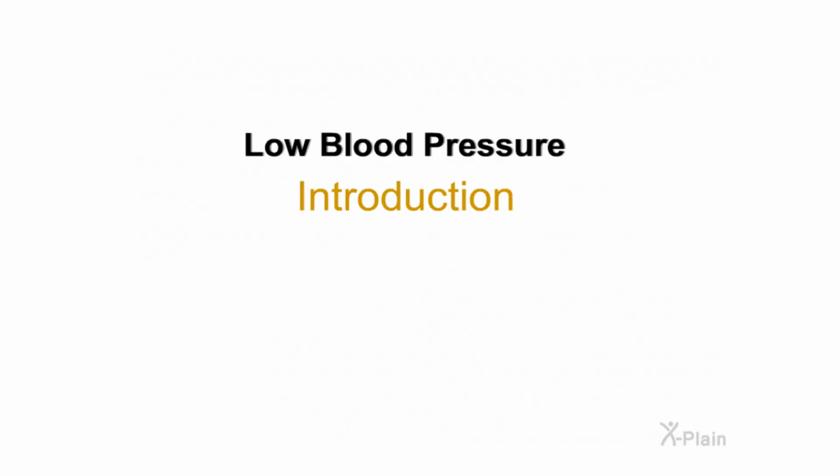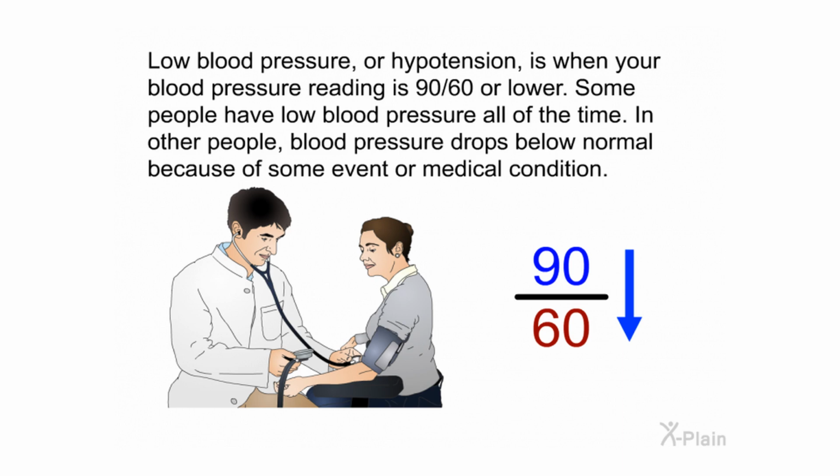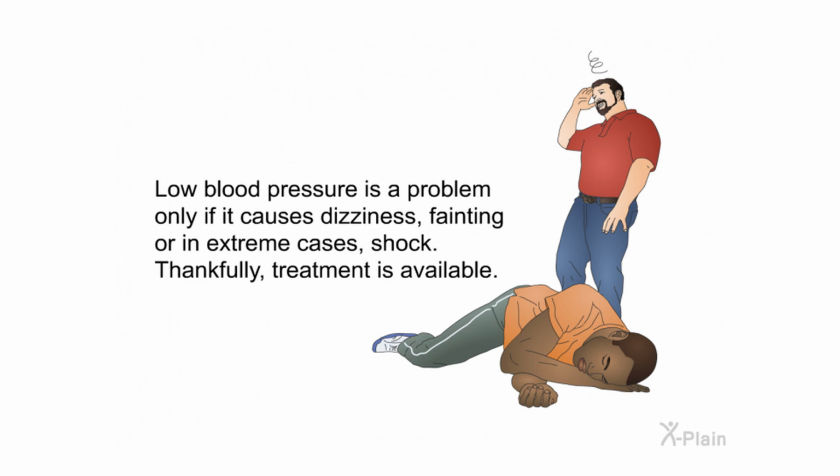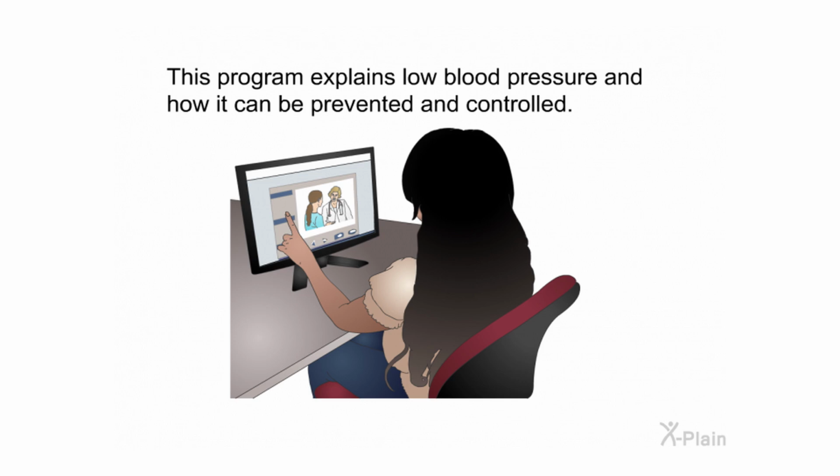Low blood pressure. Introduction. Low blood pressure or hypotension is when your blood pressure reading is 90/60 or lower. Some people have low blood pressure all of the time. In other people, blood pressure drops below normal because of some event or medical condition. Low blood pressure is a problem only if it causes dizziness, fainting, or in extreme cases, shock. Thankfully, treatment is available. This program explains low blood pressure and how it can be prevented and controlled.